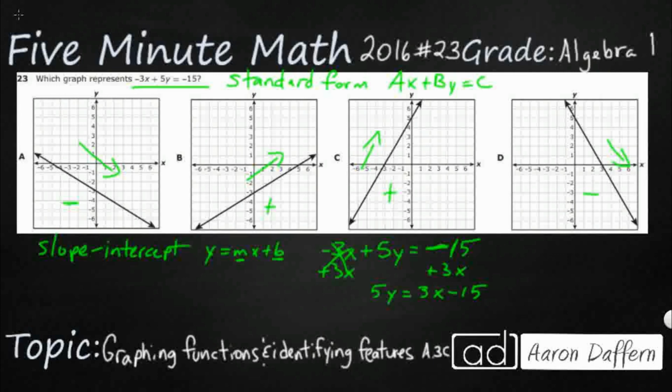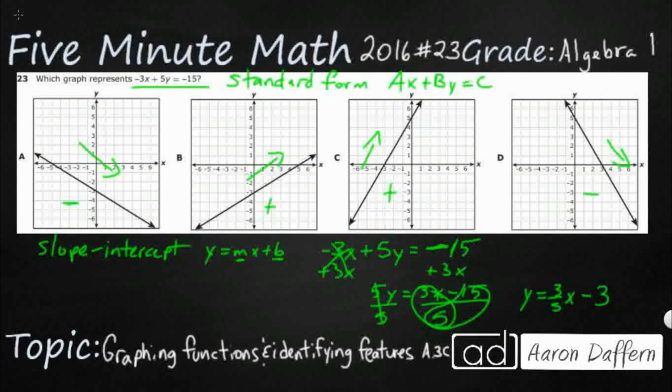All right, so I'm close. 3 is not my slope yet because y needs to be isolated. And so what I need to do here is divide both sides by 5. I can distribute this out. So that's going to end up being y equals 3/5 x, because I can distribute the divide by 5 to both of those, minus, and then it's going to be 15 divided by 5, minus 3.